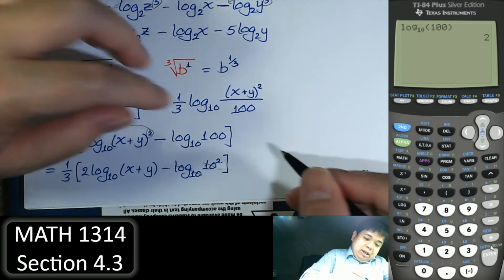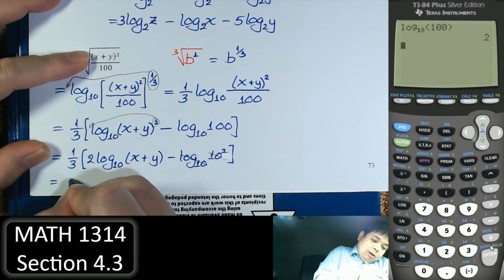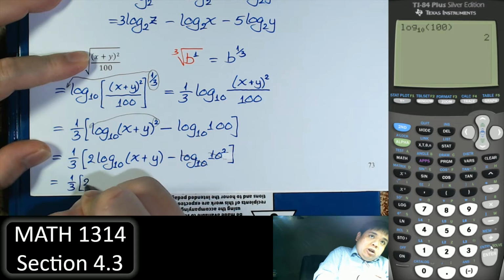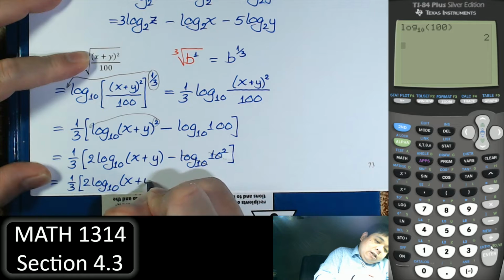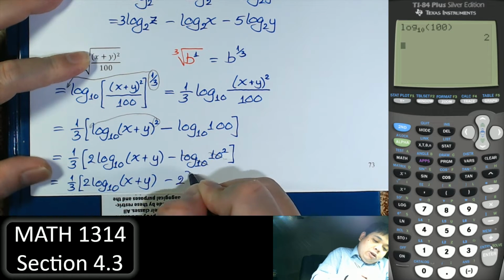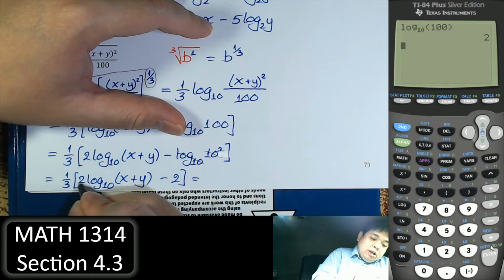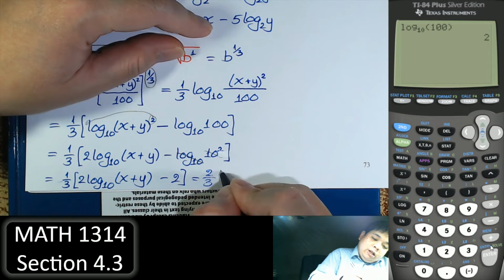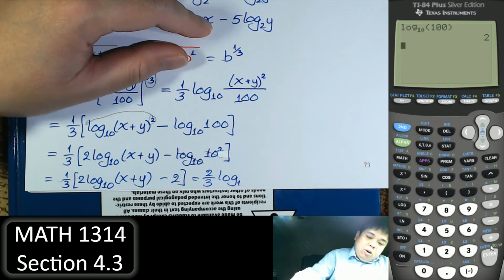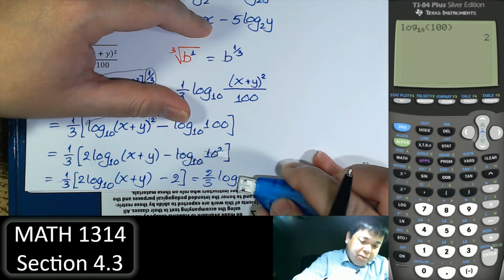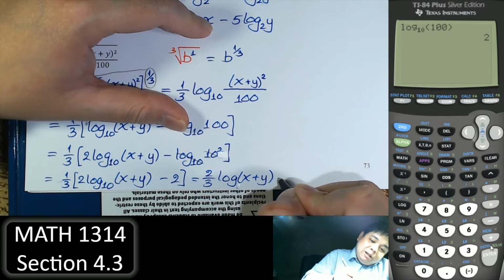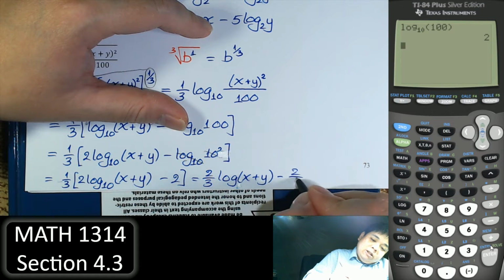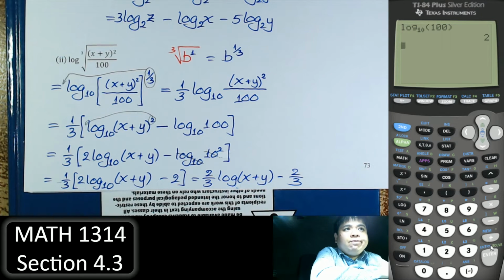So this will be 1/3 times 2 log base 10 of x plus y, minus 2, and then we'll multiply it out. 2 times 1/3, 2/3 log base 10, or just log. The common log, we don't need to write the base. And 2 times 1/3. Right. So that's what we have.